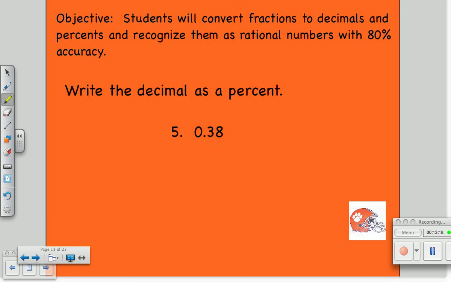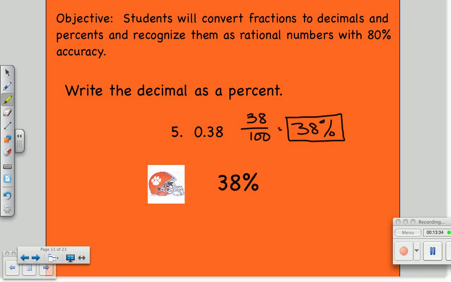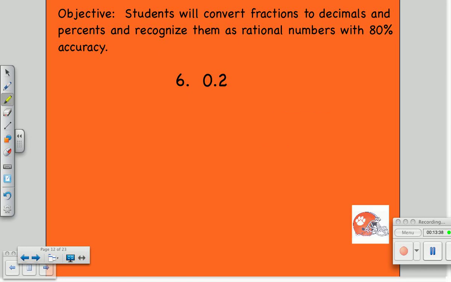Next, write the decimal as a percent. So 38 hundredths, write it as a fraction, 38 hundredths, which is 38%. So to write as a percent, all we do is move the decimal 2 place values to the right. So 0.2, move it 2 place values to the right, 20%.